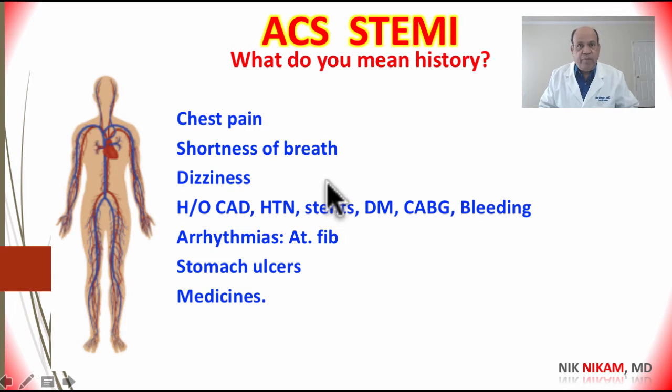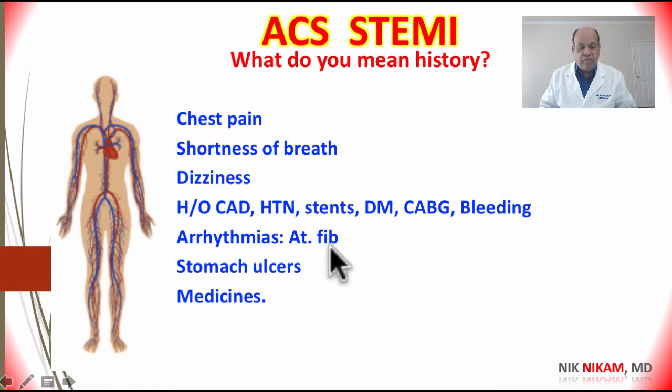We need to know if this patient has a previous history of coronary artery disease, previous history of coronary stents, hypertension, diabetes, previous history of heart surgery. Is there any history of bleeding? All these things are very important in managing this patient acutely and in the long term.